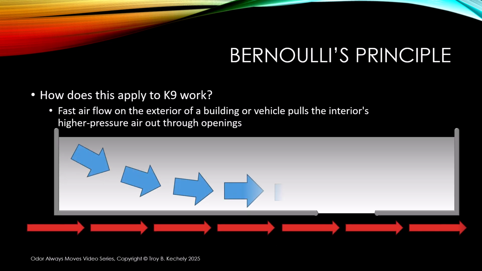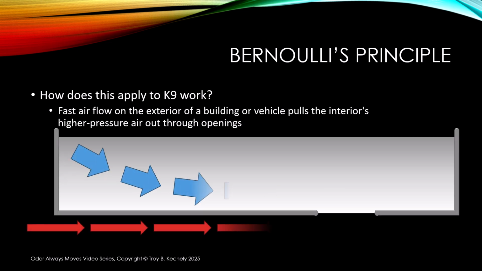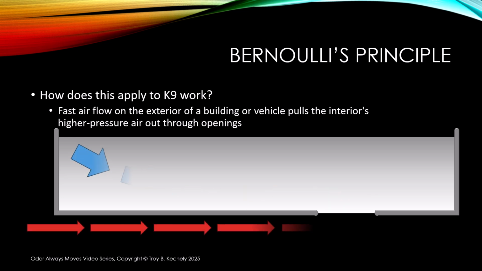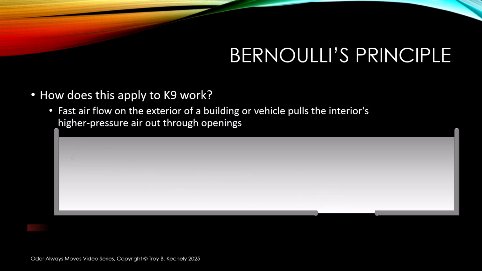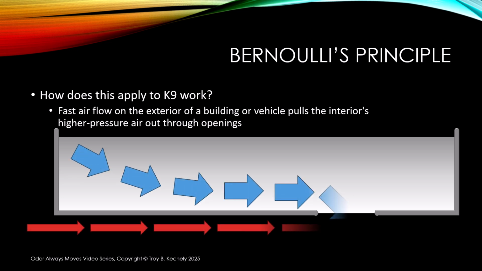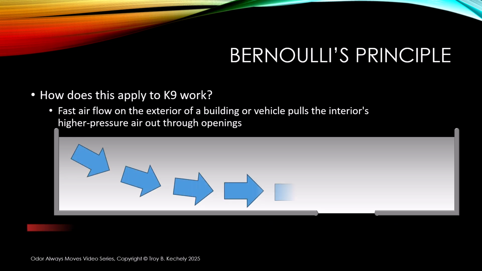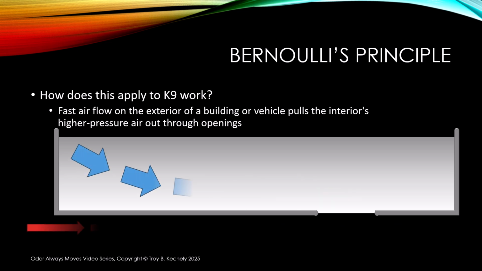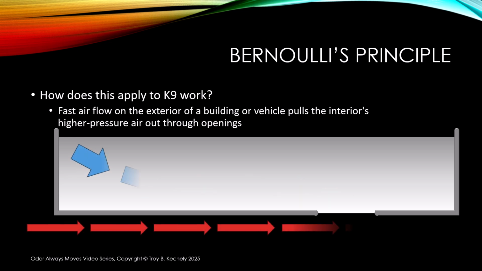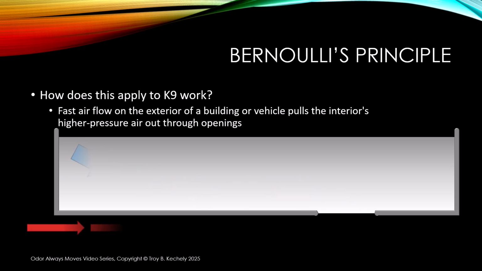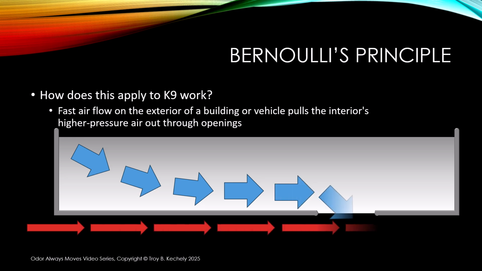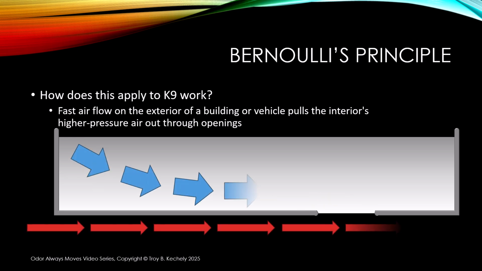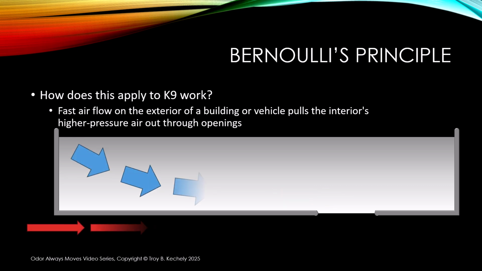Now, this is applicable if you have that flow going along the edge of something, along the side of a building or a car, because that fast flow along the outside edge is going to create a low pressure zone, and any openings to that interior area will allow a path for that higher pressure air to flow out. And remember, if the air is moving, the odor is moving with it. So if that high speed flow is going along the side of a building or a car, it can be pulling out that interior air, and thus the odor, out those openings.